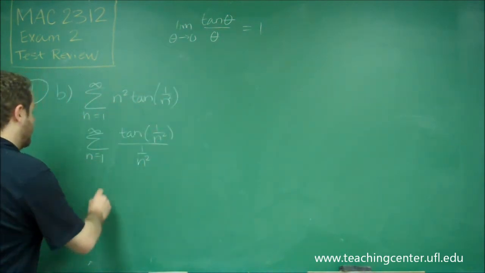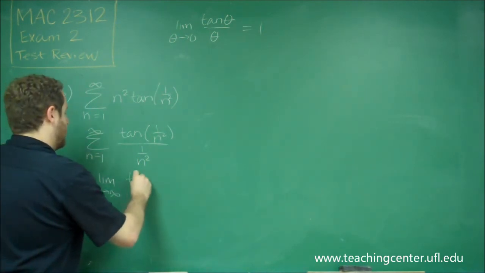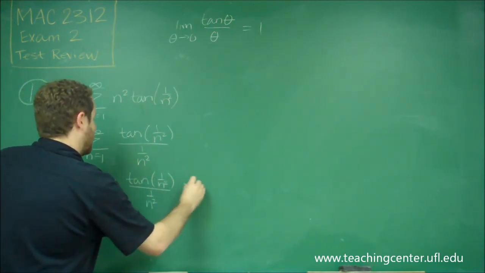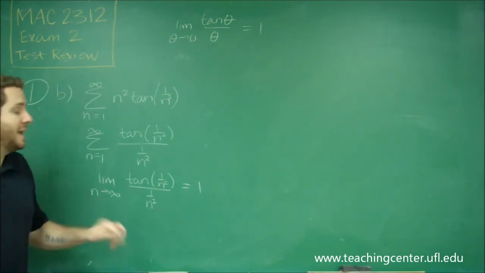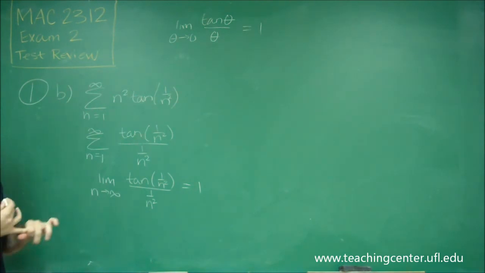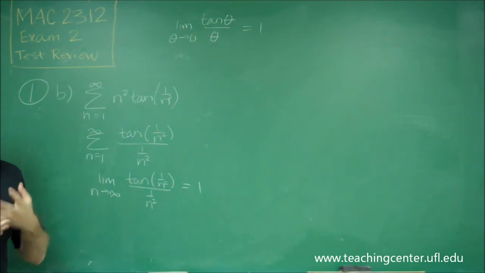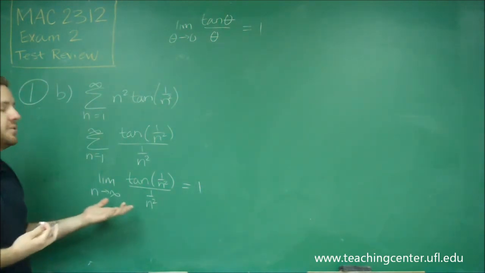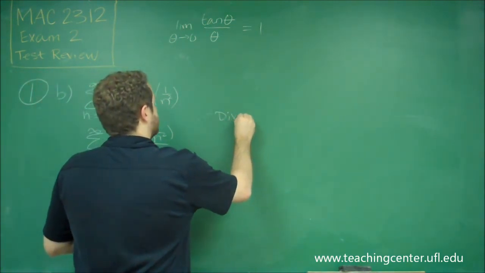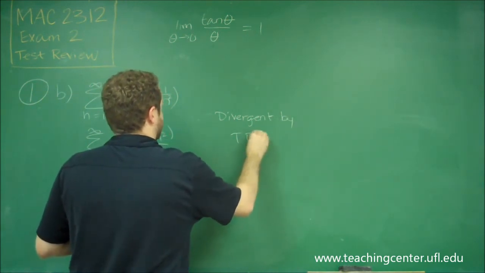So the limit of our summand is 1. So that immediately tells us that this series is divergent by test for divergence. Remember that the limit of your summand always has to be 0 if your series has a chance of converging. If it's not 0, it automatically diverges by test for divergence. So this is a divergent series just by test for divergence.